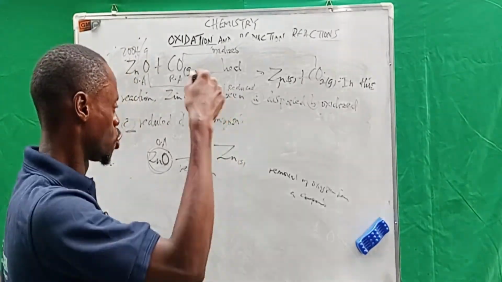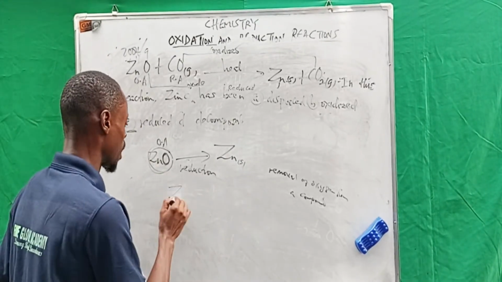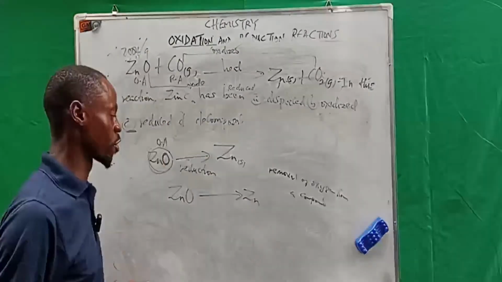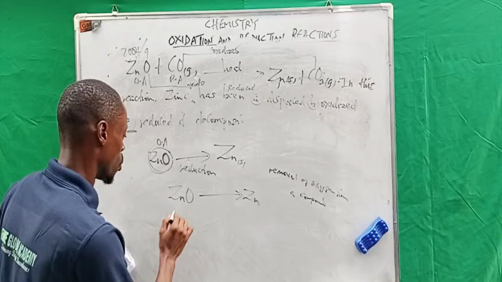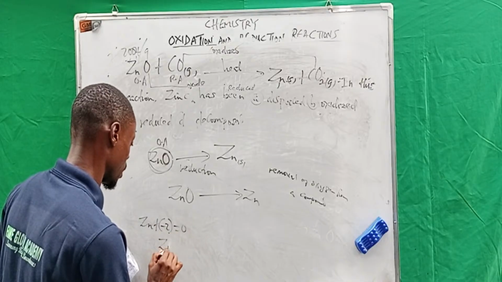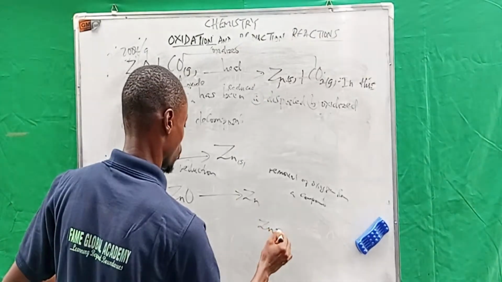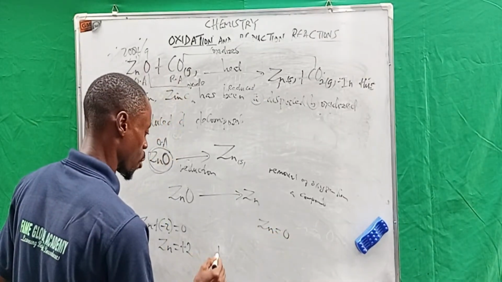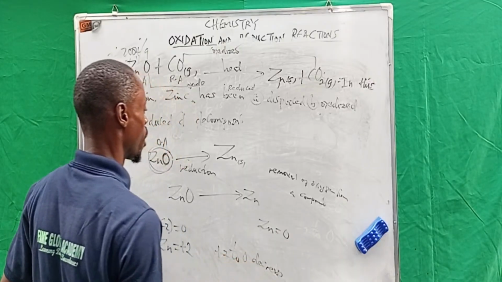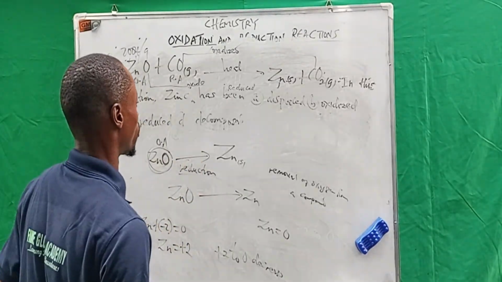You can also judge this based on what we call increase or decrease in oxidation number. Let's look at what has happened to zinc here, from zinc oxide to zinc. Is there an increase or a decrease? This is ZnO: Zn plus (-2) equals 0, so we have Zn equal to +2. Then here we have Zn equal to what? 0. You agree with me that from +2 to 0, there is a decrease in oxidation number, which is in line with what we call reduction reaction.